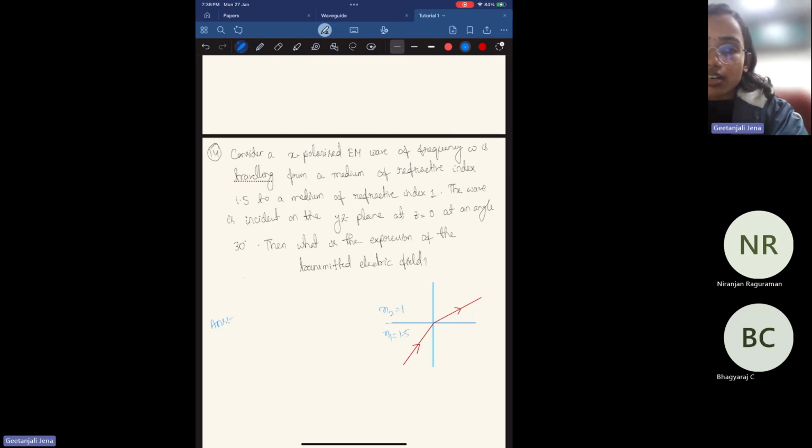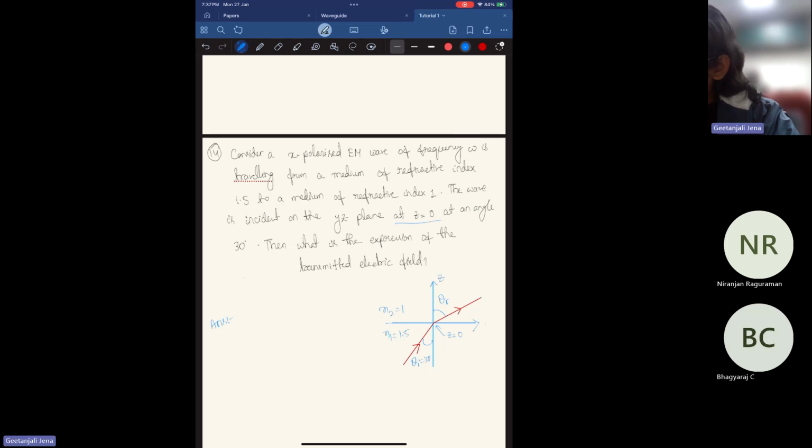So it's better to check what the critical angle is first, so that if there is an evanescent wave, then you can easily calculate the expression for that. And if it is below the critical angle, then the wave will be sinusoidal only, right? For this case, we have theta I, which is 30 degrees, and this is theta r. It is incident at z equal to 0, that means this point is z equal to 0.